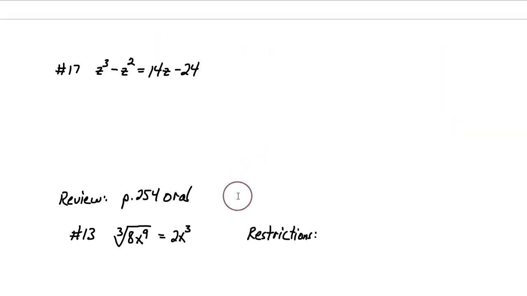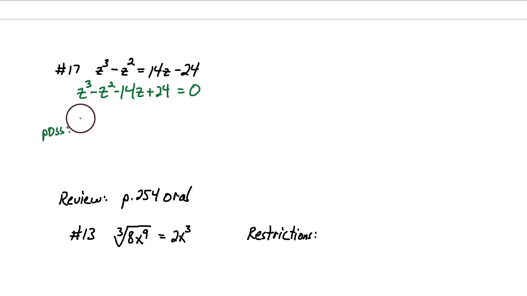Number 17, solve over the set of rational numbers. For number 17, let's put this in standard form by getting a 0 on the right side. Subtract the 14z and add the 24. Now let's make a list of possible rational roots.